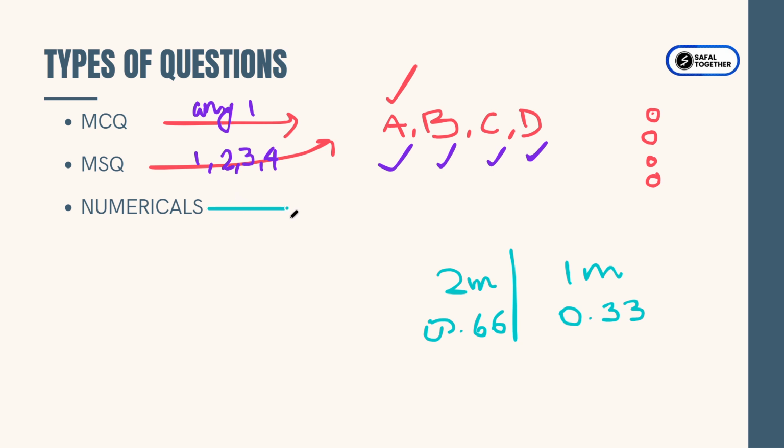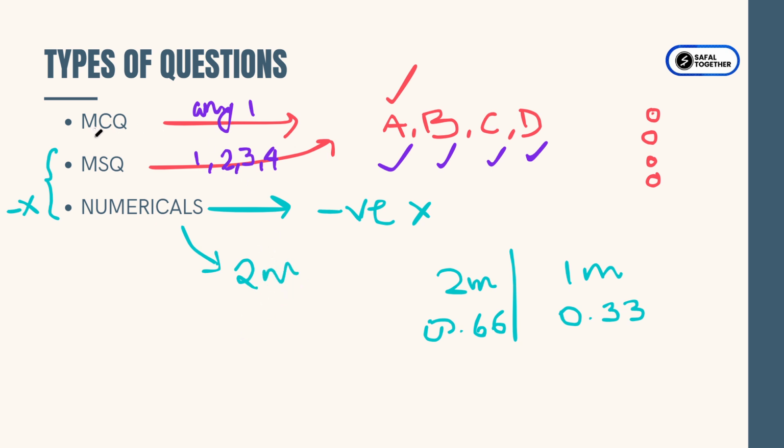The third type of question is your numerical. So in numericals, again, there's no negative marking. Okay, so both of these sections do not have negative marking, whereas this has negative marking. Matlab, your MCQ questions will have negative marking. So your numericals usually are of the 2 mark typology.